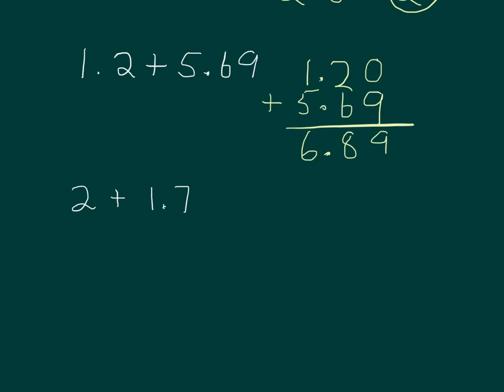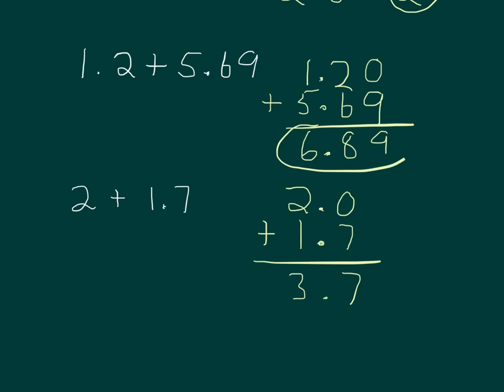Alright, next step, 2 plus 1.7. The 2 doesn't have a decimal, so we put a decimal point and a 0. 1.7 does have a decimal, so we line it up. We are adding. There's the same number of digits in each number. So now let's just add 7, 3, the decimal points lined up. We're all good. You should always remember to circle your answer. That's it.